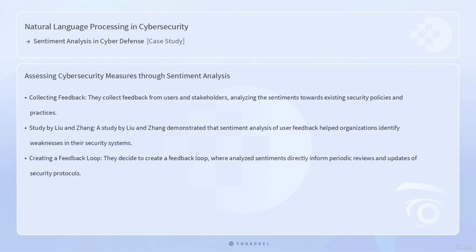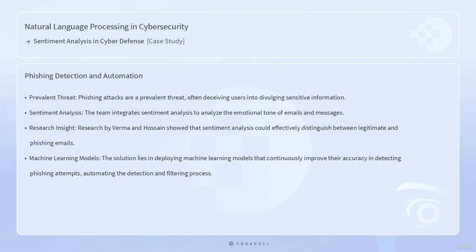Alex poses a critical question: how can the team ensure that the feedback translates into actionable changes? They decide to create a feedback loop where analyzed sentiments directly inform periodic reviews and updates of security protocols. Another pressing issue is phishing detection. Phishing attacks are a prevalent threat, often deceiving users into divulging sensitive information.